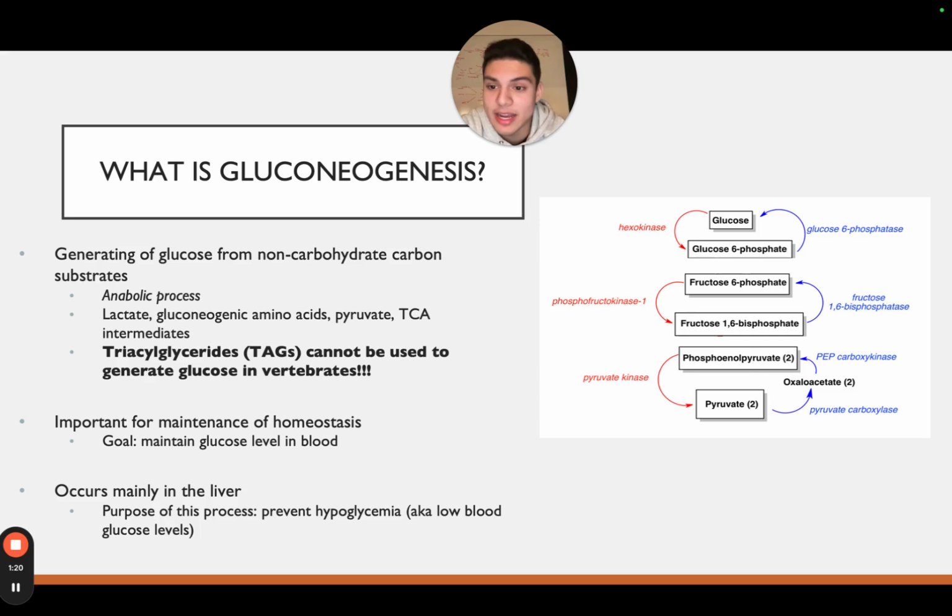However, triacylglycerides cannot be used to generate glucose in vertebrates, and that's because we don't have the glyoxylate cycle. That's the only reason why. What I want to emphasize is that we cannot use acetyl-CoA for gluconeogenesis. It is not glucogenic. Why is that? Because I want to emphasize this again. I emphasized it in my lecture 9.